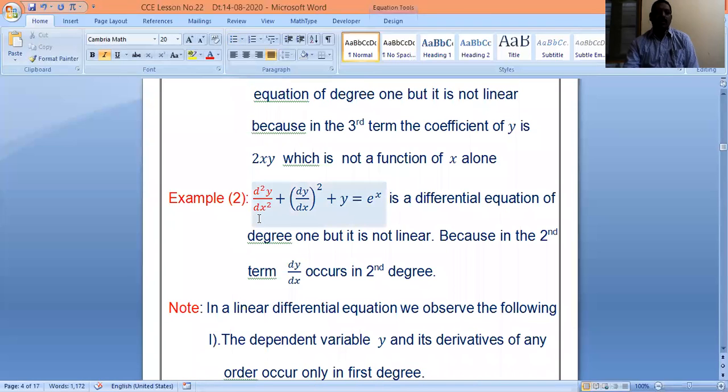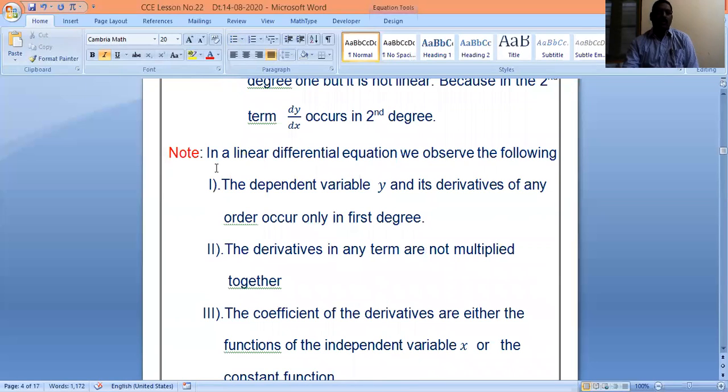Example 2. d^2 y/dx^2 plus (dy/dx)^2 plus y is equal to e^x is a differential equation of degree 1, because the highest derivative is of order 2. Therefore, the order of the differential equation is 2, but the degree is 1. But it is not linear, because in the second term dy/dx occurs in second degree.